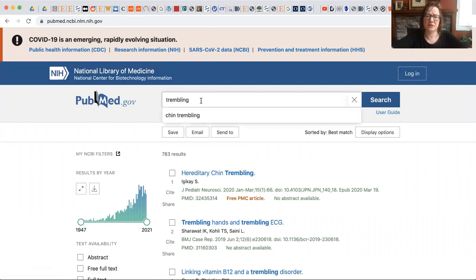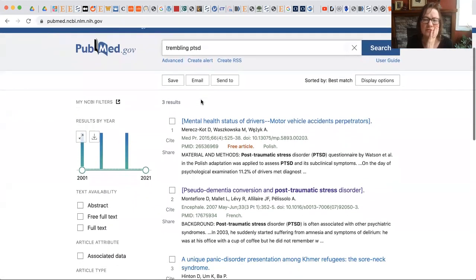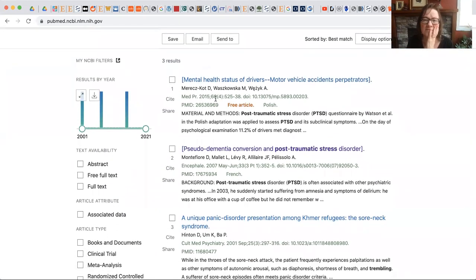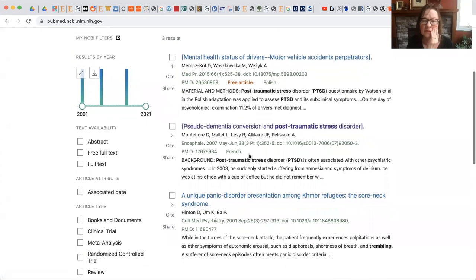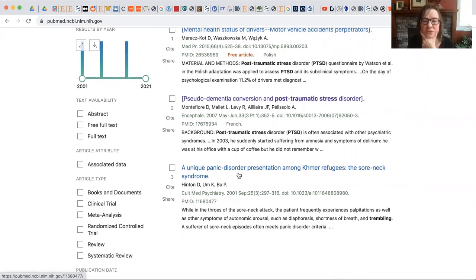So I need to narrow this down, trembling and PTSD. What does that give us? We have 3 articles. Okay, mental health status of drivers. That's not what I'm looking for. Dementia conversion. This is a case study I can see because they're looking at one person. And I don't want a case study on dementia for trembling. That's not what I'm looking at. And here's panic disorder and Khmer refugees and sore neck syndrome. So that also is not what I'm looking for.